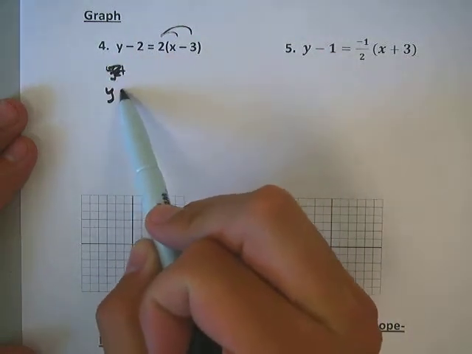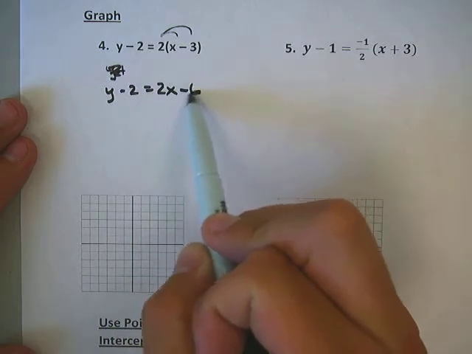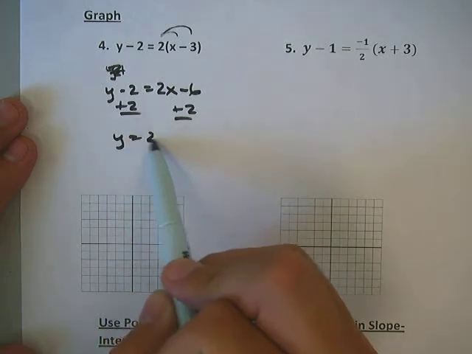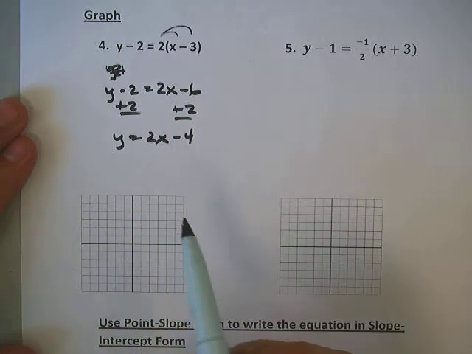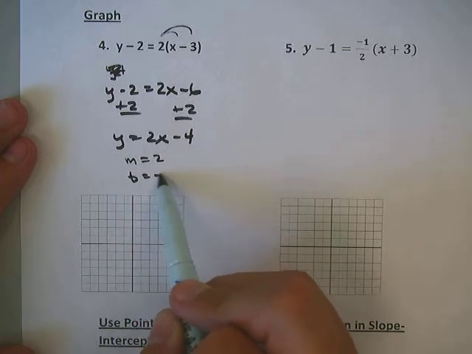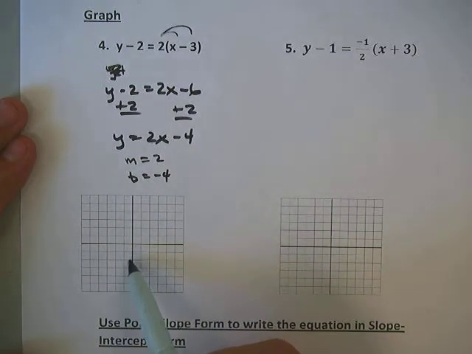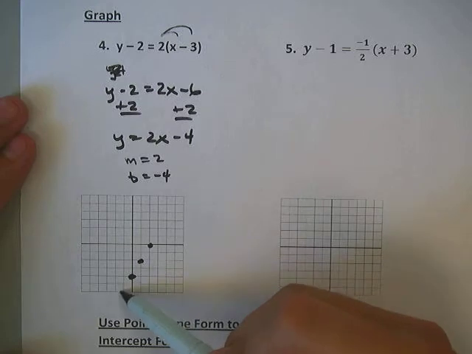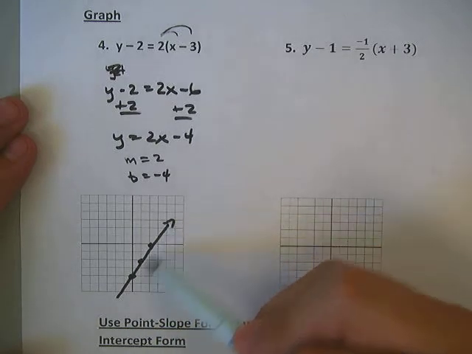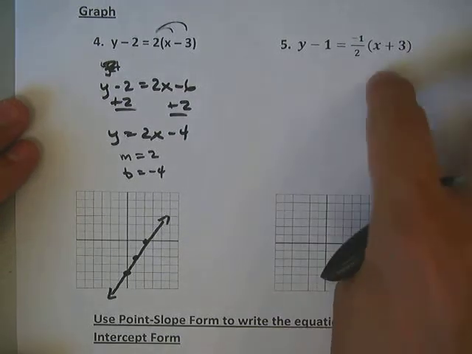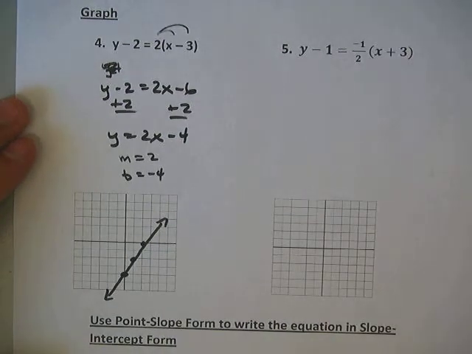So I'd write y, whoops, not y plus, it'd be y minus 2 equals 2x minus 6. And then I would just add 2. So you got y equals 2x minus 4. So from that, you know slope is 2, y-intercept is negative 4. So I go down 1, 2, 3, 4 on my graph, and then I would just go up 2 to the right 1, up 2 to the right 1 for my slope, and there you go. There's my graph, pardon me, of the equation.